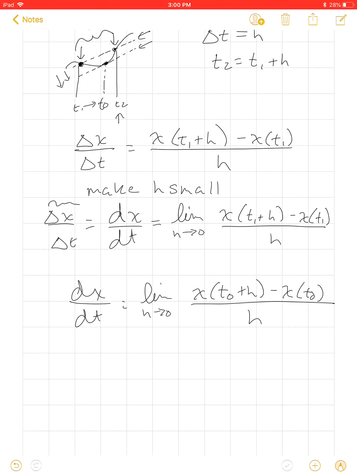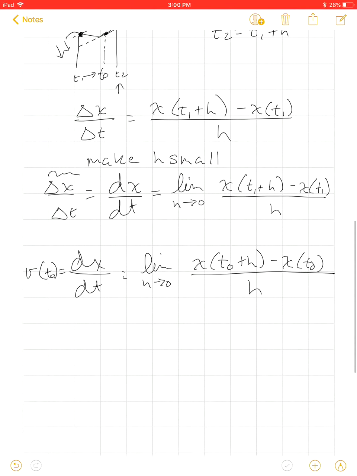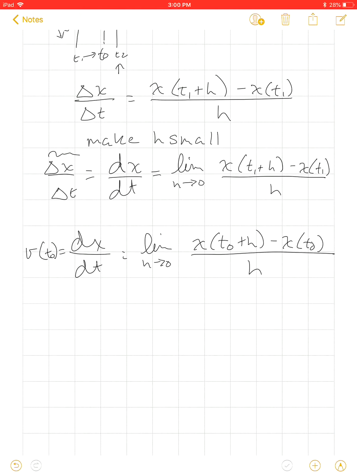So this is going to give us the value of the slope of that line, of that tangent line, at t naught, and that will tell us our instantaneous velocity. So this is what we call v of t naught in this case. Okay, so all right, so we've got, let's look at this. What happens as h goes to 0? Well, as h goes to 0, this will go to infinity unless there's some way to cancel out h.